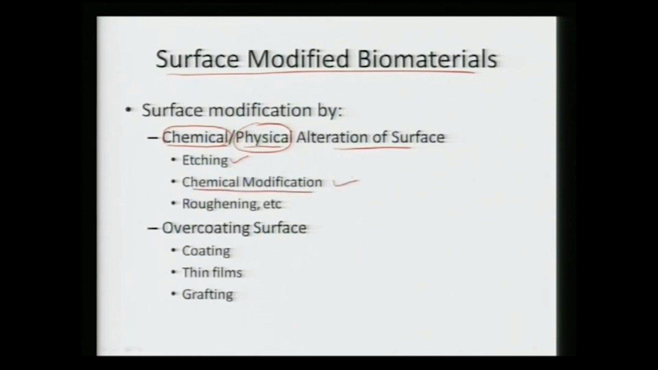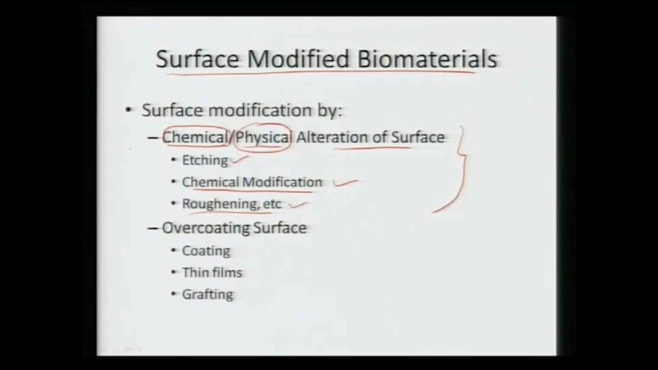Chemical modification, again by changing the chemistry, by letting it react with some other species, or even roughening, in order to enhance the surface area which comes in contact with the adjoining surfaces or the living environment. So, we can see that we can alter the surface of the device itself or the implant itself by altering its chemistry or by its physical nature.